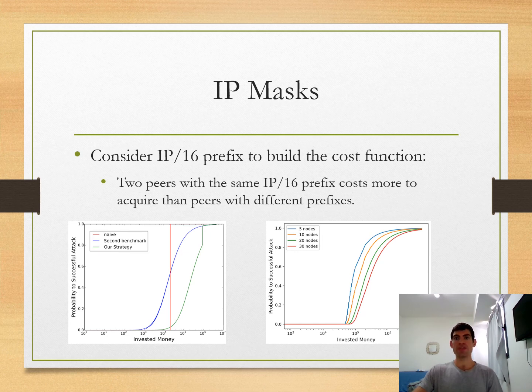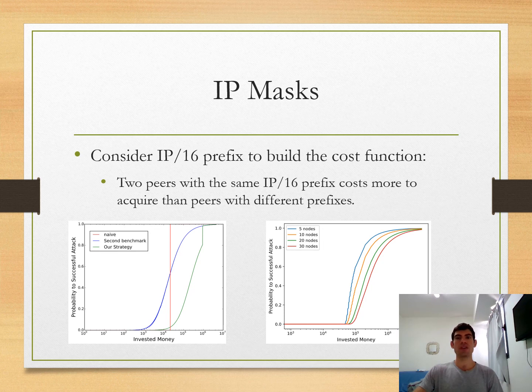Finally, we retrieve the following probability of successful attack as a function of the invested money by the attacker. As before, we assume that it costs less for an attacker to obtain two pairs with the same IP/16 prefix than with different prefixes. The left figure compares our strategy to the naive strategy that we discussed earlier, where the attacker just overrides the buffer of the victim by advertising his peers over and over again. The second benchmark uses Bloom filters, but selects uniformly from the buffer.